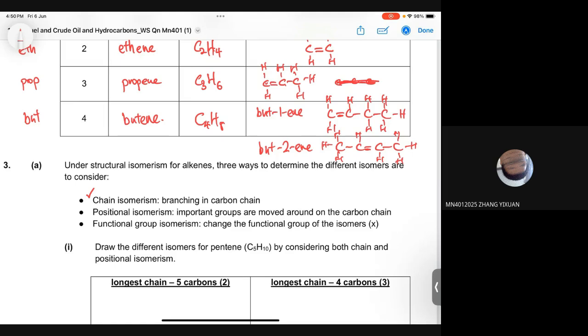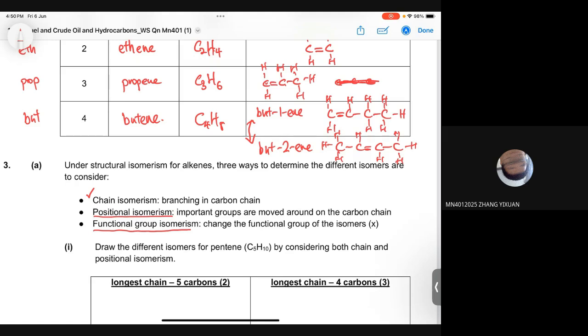One is called the positional isomerism. The other one is the functional group isomerism. So if I look at but-1-ene and but-2-ene, it is not a chain isomerism because there's no branching out of the carbon chain. Which one do you think this one is? Ishan, you help me. Do you think it's positional or functional group isomerism?